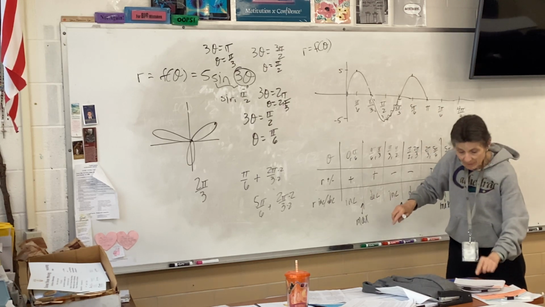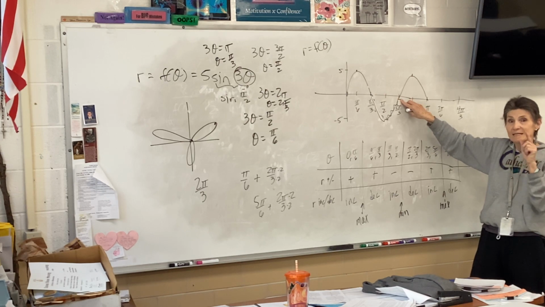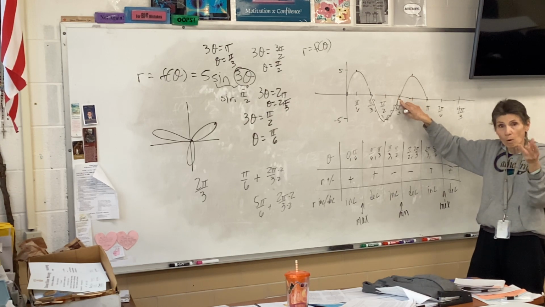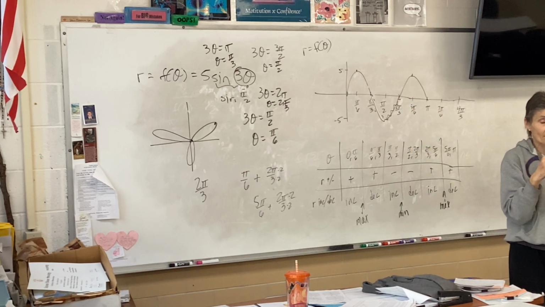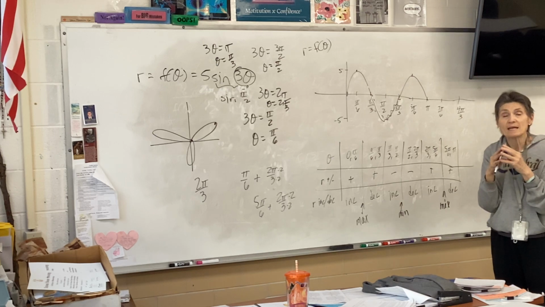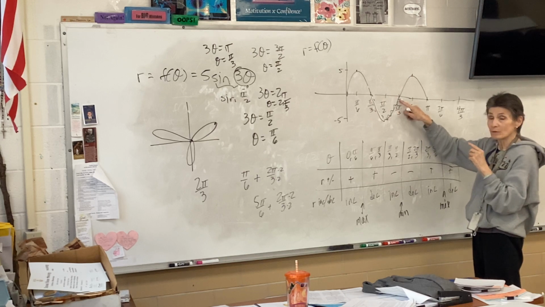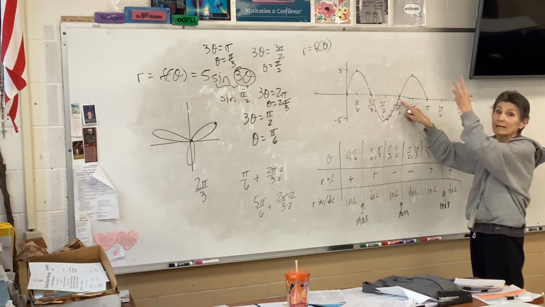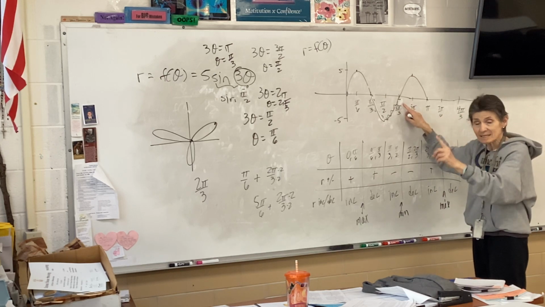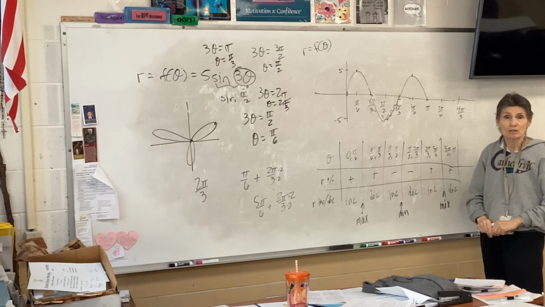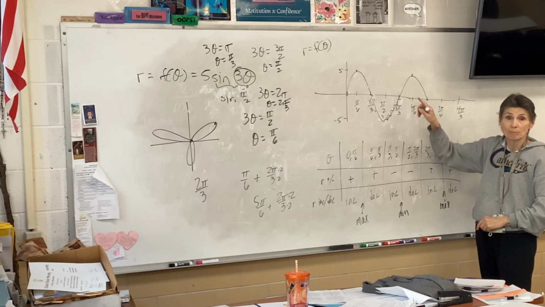It says the function value is increasing, but the distance to the origin, or the pole, is decreasing. So if f of theta is negative, then as it increases, it is going up. Y is going up. F of theta is increasing, but the distance to the pole is actually decreasing. We're getting closer and closer to the pole.